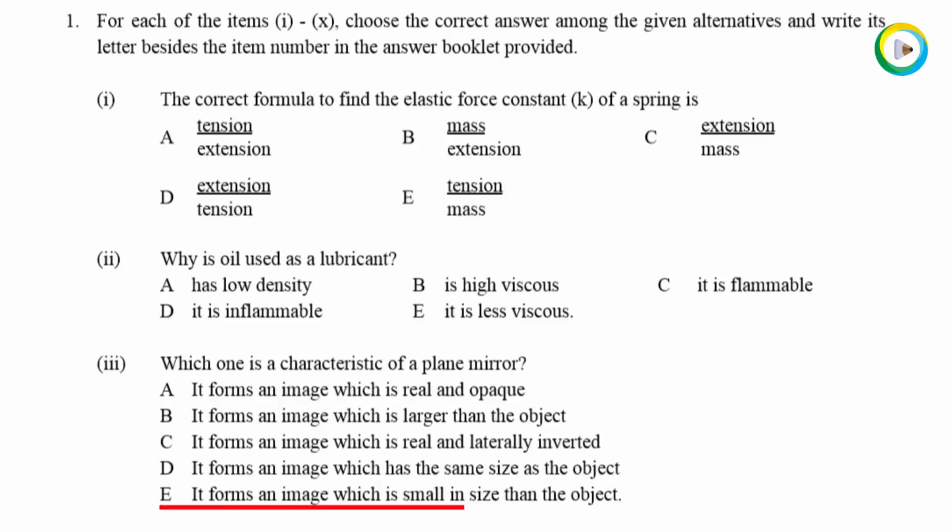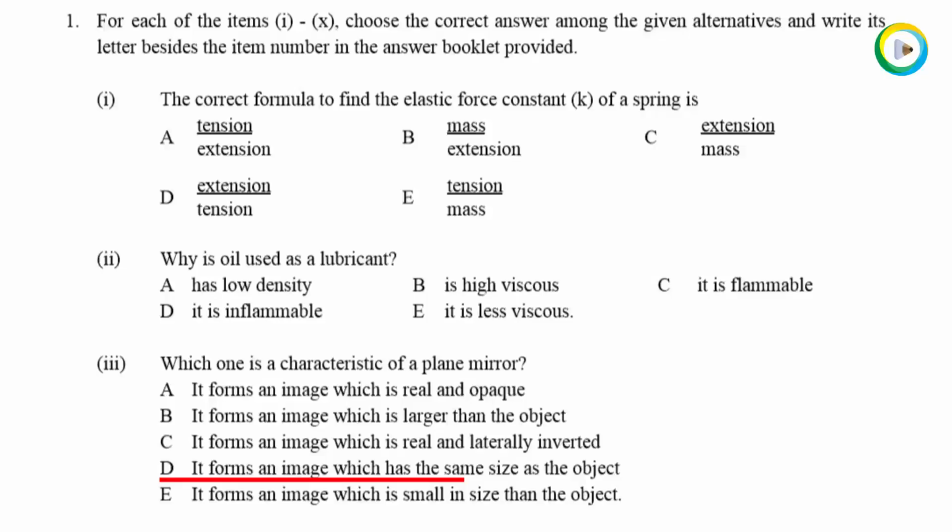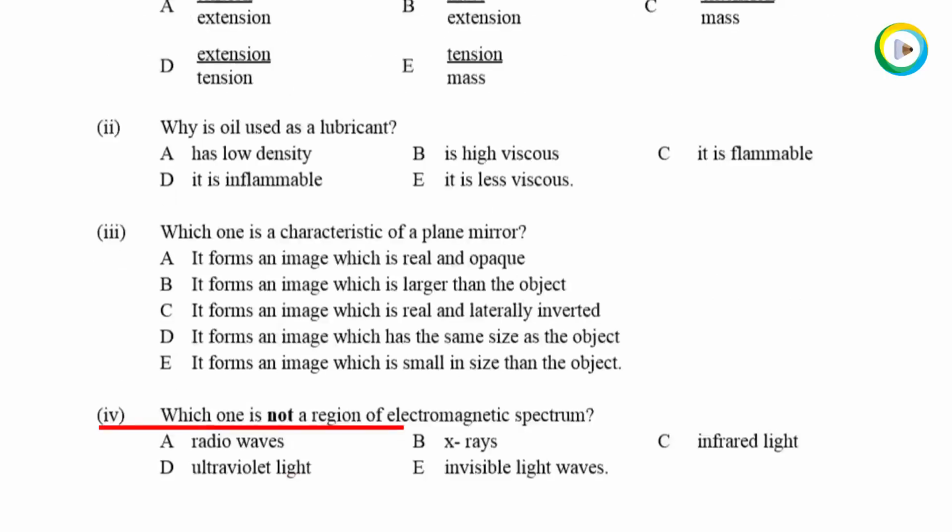E says it forms an image which is smaller in size than the object. That's not true. So our answer will be D: it forms an image which has the same size as the object. So we write here D. Okay, we go to Roman 4.